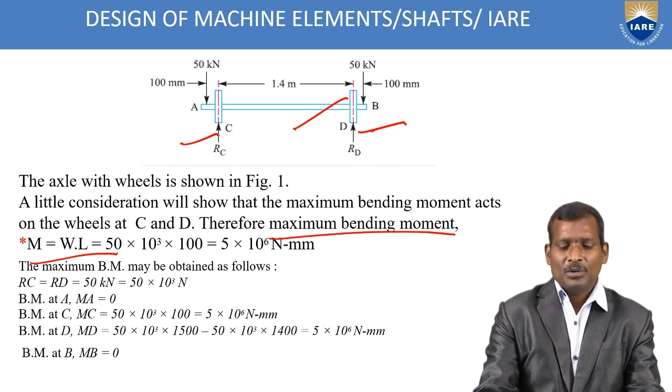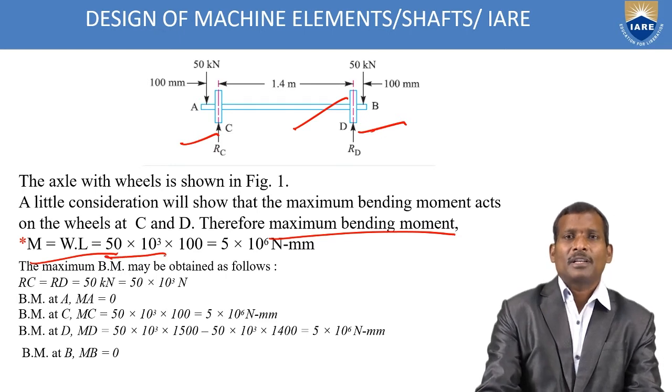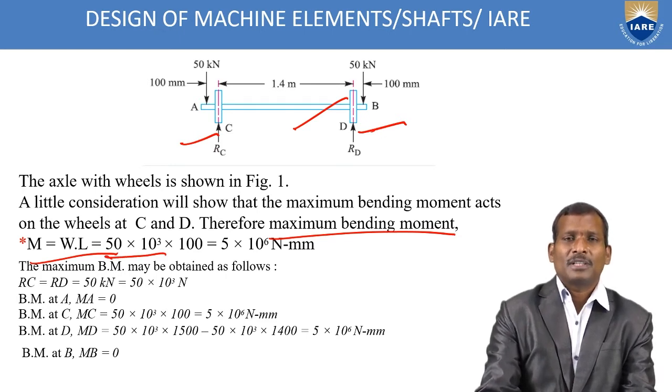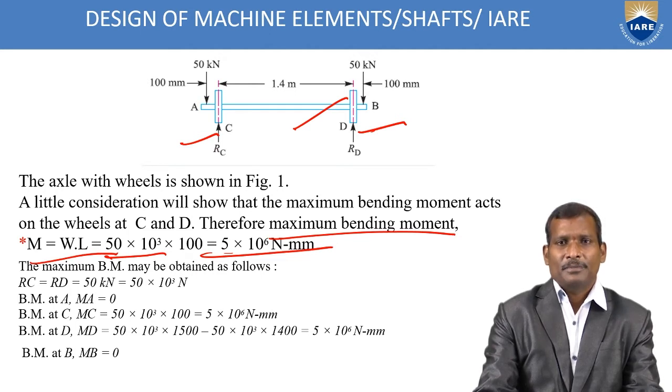Clear? So the load and the perpendicular distance. Here the load is 50 kilonewtons, multiplied with 100, since this load is acting at 100 mm. So you will get 5 into 10 to the power of 6 Newton mm. So this is the maximum bending moment.